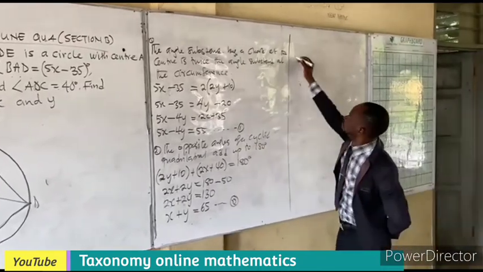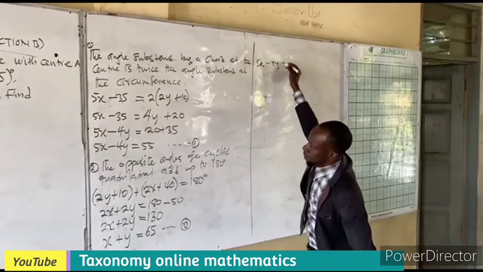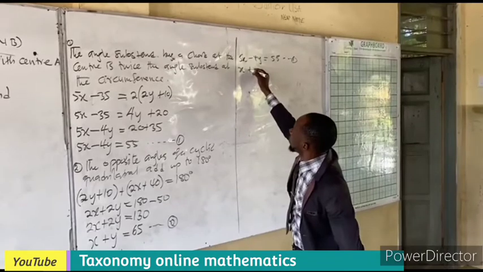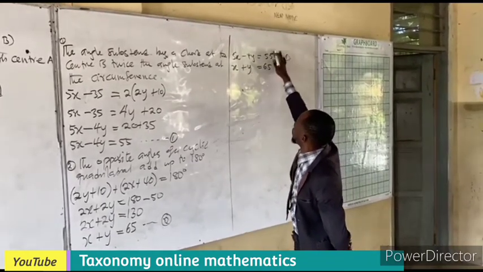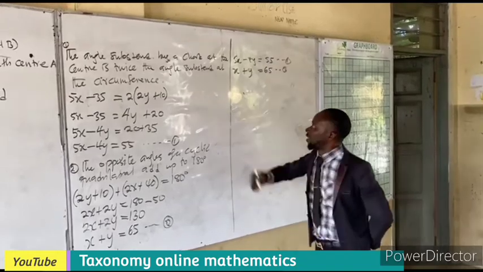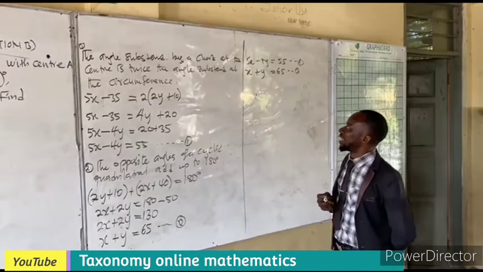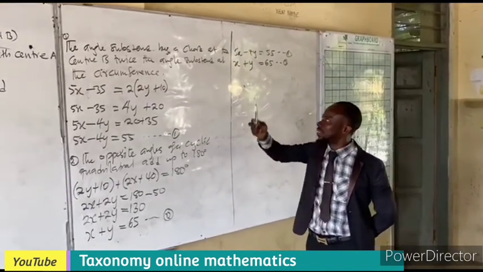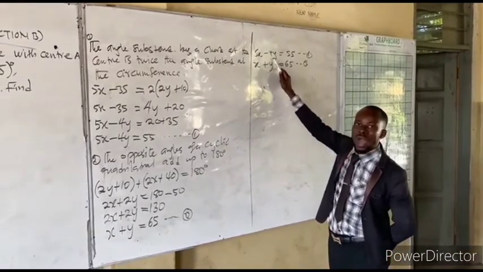Solving equations 1 and 2: 5x minus 4y equals 55, equation 1; x plus y equals 65, equation 2. At this point, you can decide to use substitution or elimination. I'm seeing a negative here, so I'll prefer to eliminate. Therefore, I'll multiply equation 2 by the coefficient of y.